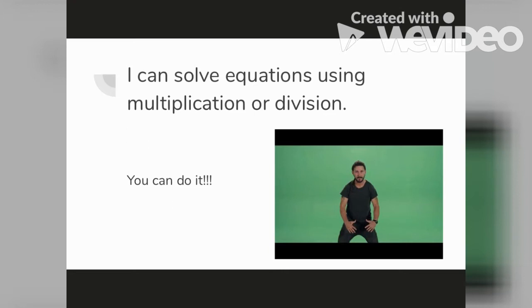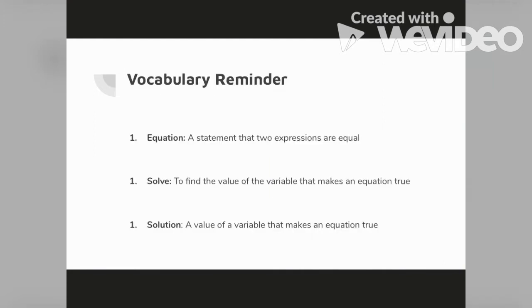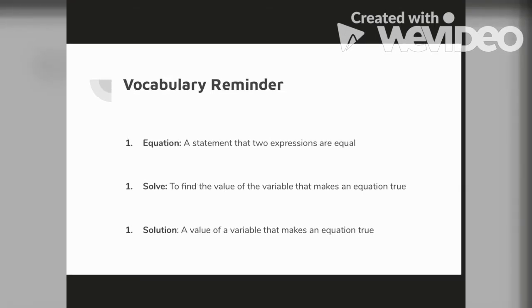I will say that multiplication and division equations get messed up more often than addition and subtraction. So before we get started, let's review. What is an equation? Remember, this is what we dealt with last time.